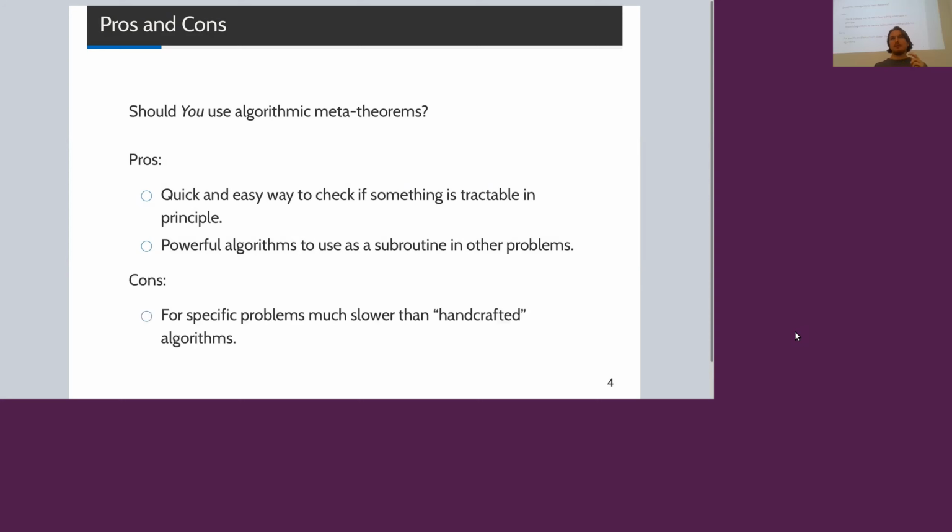And when you shouldn't use them is when you care about actually implementing something. This is a big drawback of these meta theorems, that they have huge hidden constants that make the runtime explode if you actually want to implement them. So think of it more as a theoretical classification tool. If you actually want to implement them, then you should for sure exploit a little bit more about the structure of your problem and the structure of your instances than just the general purpose meta theorem. So then you probably want to resort to some handcrafted algorithms.